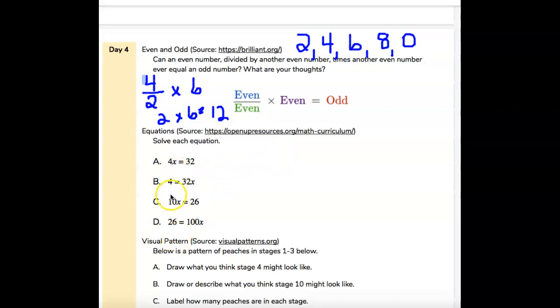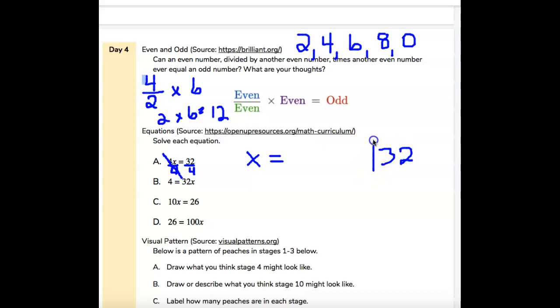This is similar to what we did before, and that is we have to get the x by itself. This is multiplication, so we're going to divide. And then whatever we do to that side, we have to do to this side. And this gets rid of these 4s. It leaves x by itself equals 32 divided by 4. You can look at your multiplication table.